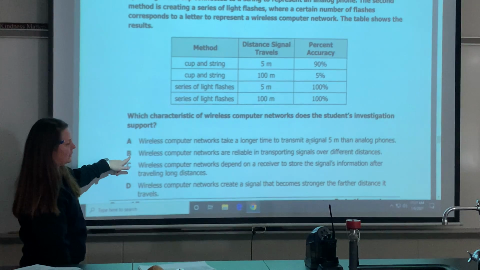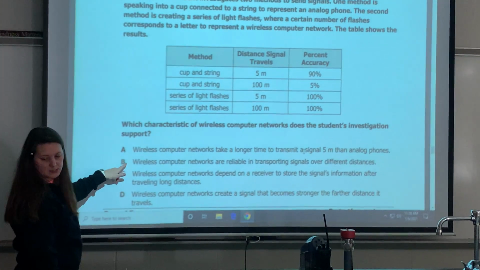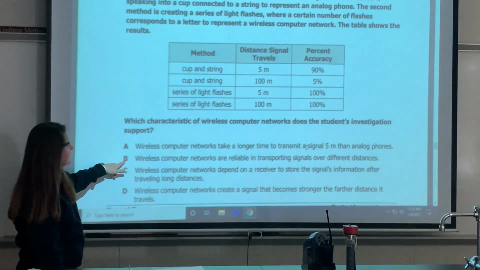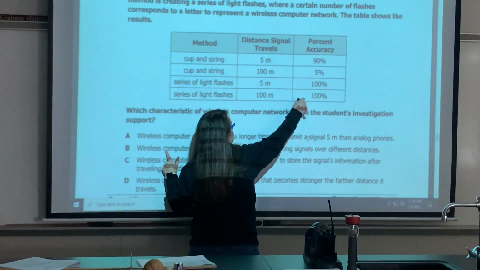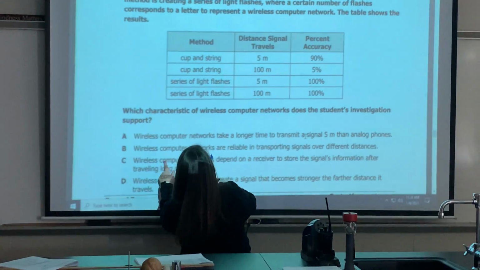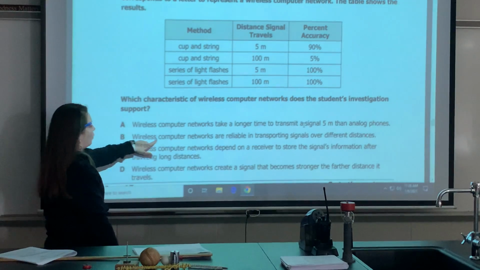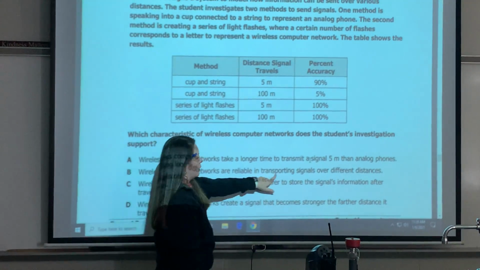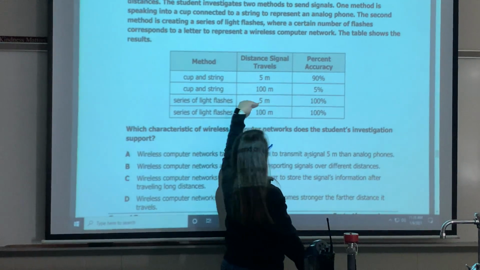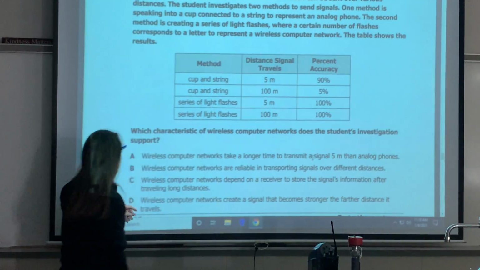B, wireless computer networks are reliable in transporting signals over different distances. This is where we're looking at the different distances, and it says distances up in there: 5 and 10, 5 and 100. So wireless, which is our flashing, is reliable over different distances. We went 5 and 100, those are different distances, and we're still 100% at each one of these.